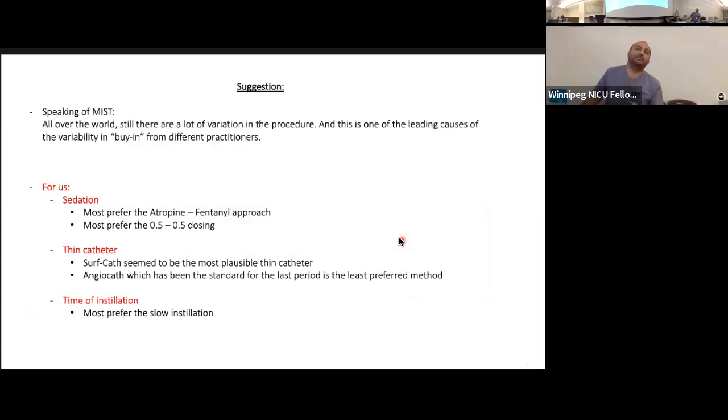My suggestion for the sedation for the MIST, as I said, is atropine and fentanyl half and half. Thin catheter, SurfCath seems to be the most plausible thin catheter. NG cath is bad, it seems, and least preferred. Time of instillation, most of the people prefer the slow instillation.